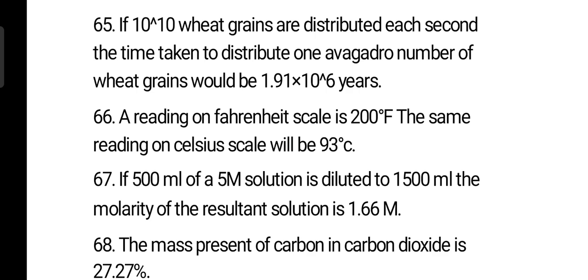A reading of 200 degree Fahrenheit on the Fahrenheit scale, the same reading on Celsius scale will be 93 degree Celsius. If 500 ml of a 5 m solution is diluted to 1500 ml, the molarity of the resultant solution is 1.66 m.